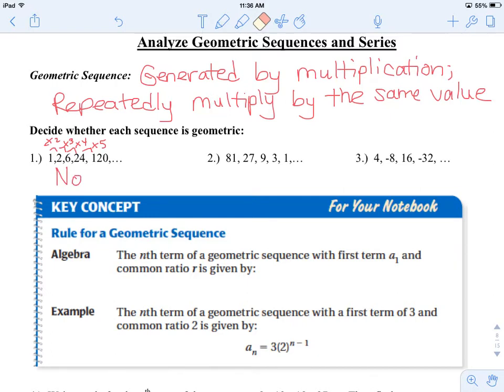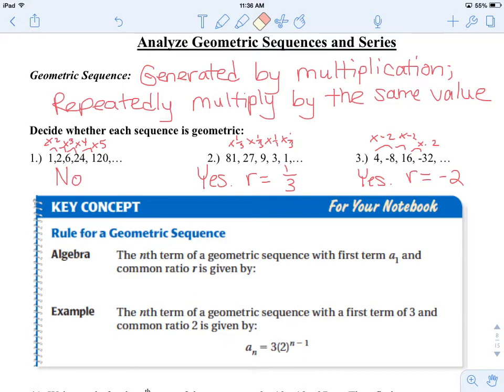In the second example, I'm multiplying by 1/3, by 1/3, by 1/3, by 1/3. So yes, this is geometric. The common ratio equals 1/3. In number 3, I'd be multiplying by -2, again by -2 here, and again by -2 here. So yes, this is geometric. The common ratio is -2.